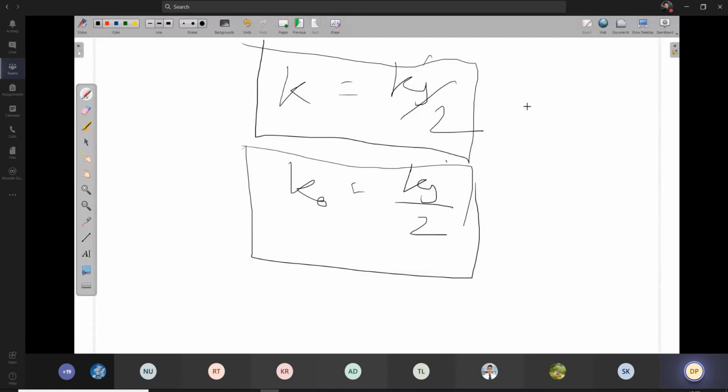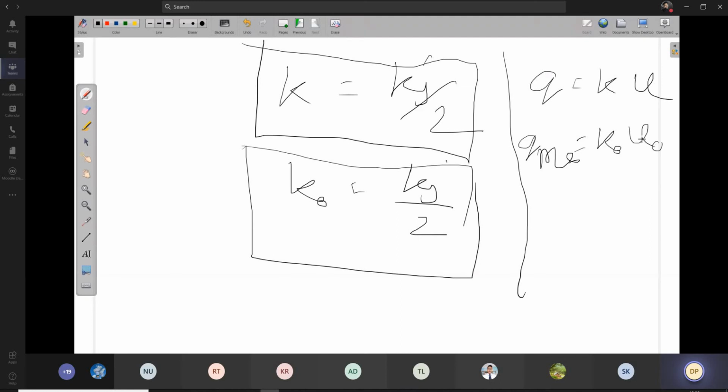Now what is the basic equation? We know that Q is equal to Ku. Now we are interested to know what is Q max. Q max is nothing but the capacity, maximum flow. Maximum flow will occur when K is equal to K0 and U is equal to U0. What is the value of K0? K0 is kj by 2. What is the value of U0? U0 is uf by 2.